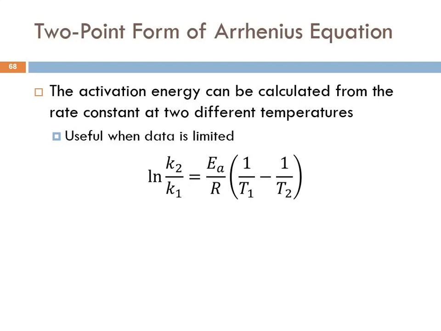Sometimes you don't have the luxury of being able to measure the rate constant at so many different temperatures. And so you can use a two-point form of the Arrhenius equation. Your book goes through the derivation of this, and I made the executive decision that you probably weren't interested in watching me do that derivation. So I'm just showing you the two-point form of the equation. The natural log of the rate constant at one temperature divided by the rate constant at the other temperature is equal to the activation energy divided by R times the quantity 1 over T1 minus 1 over T2.